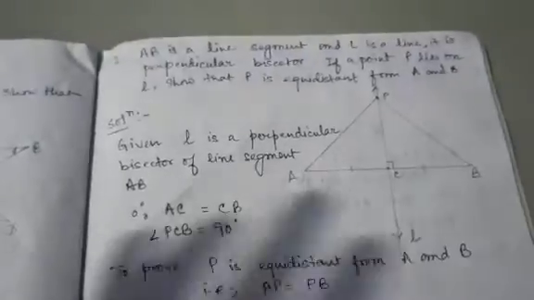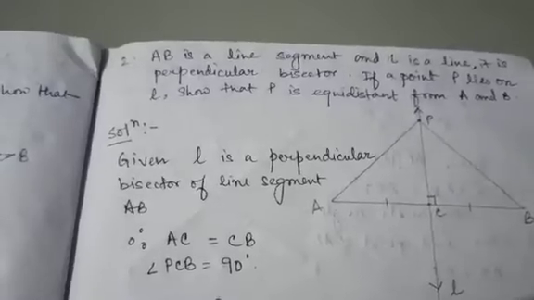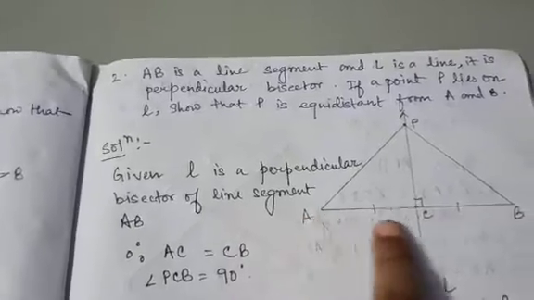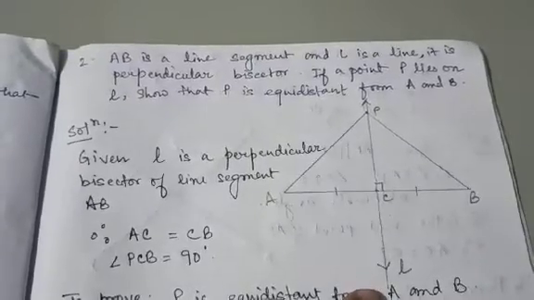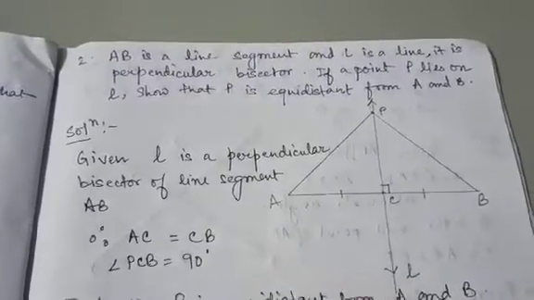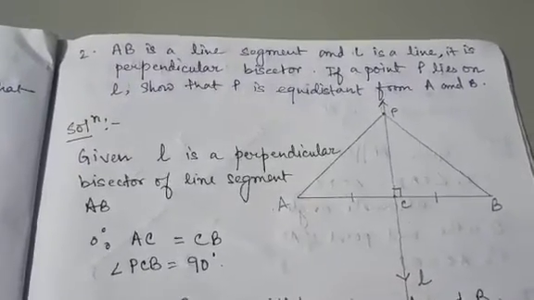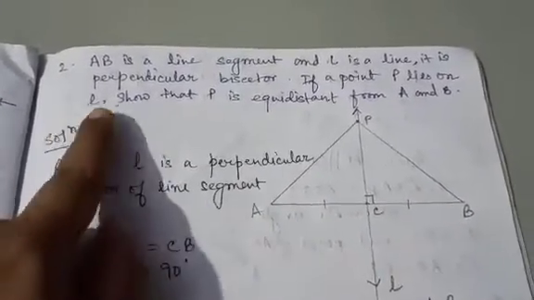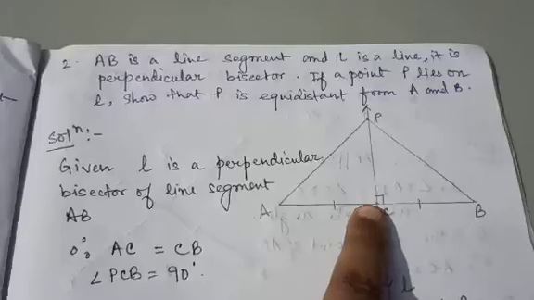Now come to the second example. In the second example, the question is AB is a line segment and L is a line. So here from the diagram we can see AB is a line segment and this perpendicular L is a line. It is a perpendicular bisector. So perpendicular bisector means the line AB is bisected, that is divided into two equal parts. That means AC and CB are two equal parts, and the word perpendicular means the line L is bisecting AB at 90 degrees.